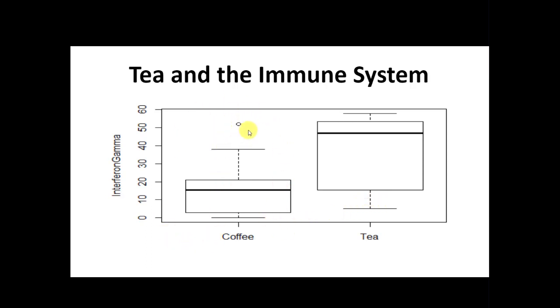Okay, now let's talk about this particular point right here. This point right here is an outlier, and that's what we're going to discuss in a second. And we're going to discuss why it's important to identify outliers and how they can affect the data in general.